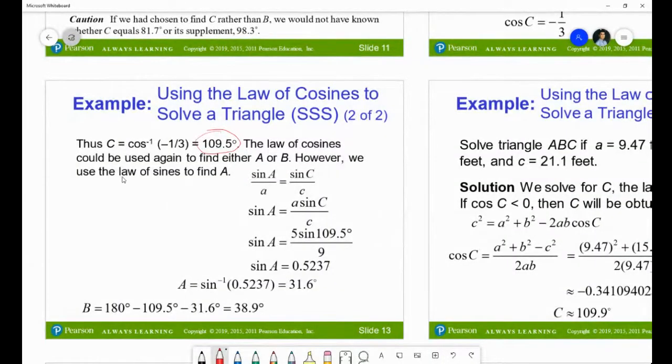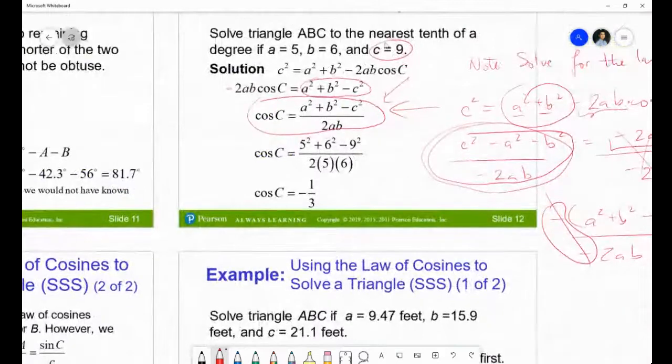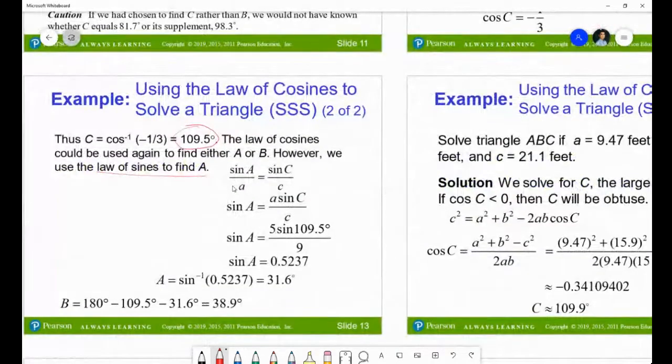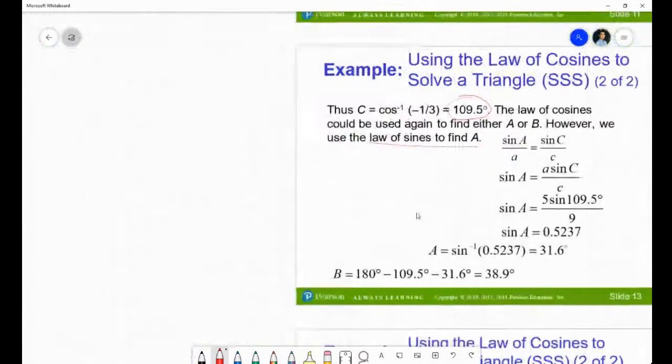So the law of cosine could be used to find A and B. However, we can just use the law of sine, which is probably a little bit easier because there's less to plug in. So after we finish finding C, notice here that we're going to find angle A and angle B. So here just use the law of sine in order to solve for the missing angles.